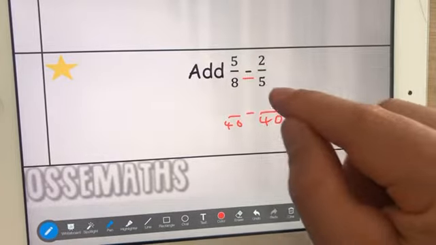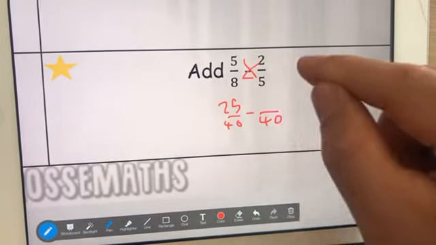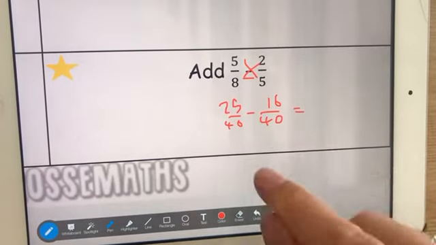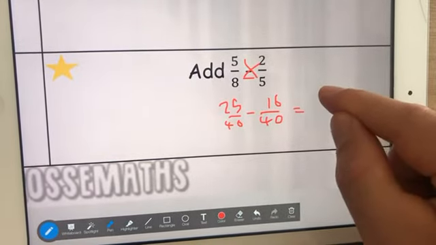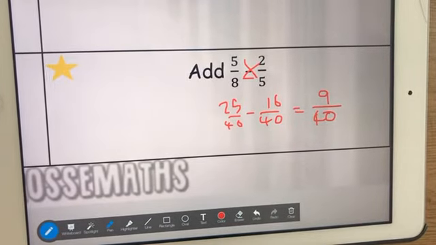Then once I've timesed those two together, I'm going to cross multiply. 5 times 5 is 25. 8 times 2 is 16. Take away the top. 25 take away 16 is 9. 40 and 40, so it's got to be 40 in my answer. So my answer is 9 over 40.